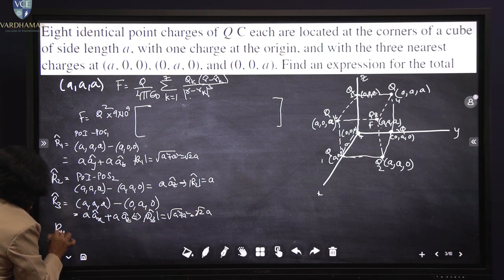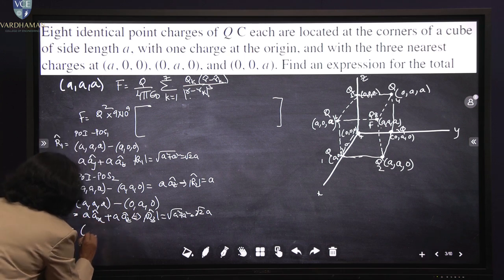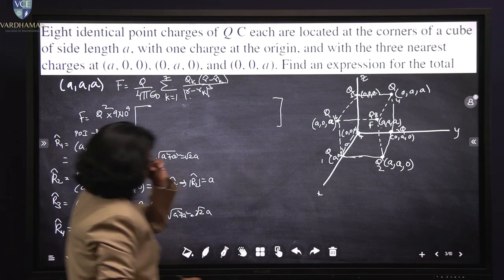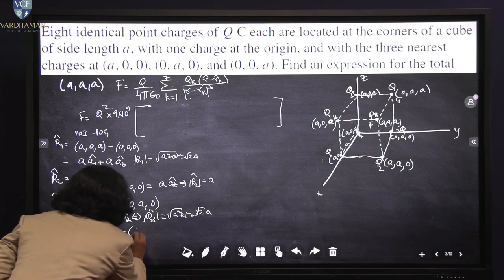Next, the fourth position vector, I have to write point of interest minus point of source. What is the point of source? Fourth point, 0 comma a comma a.